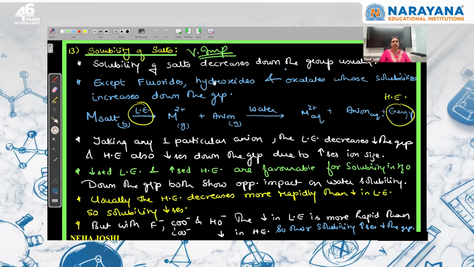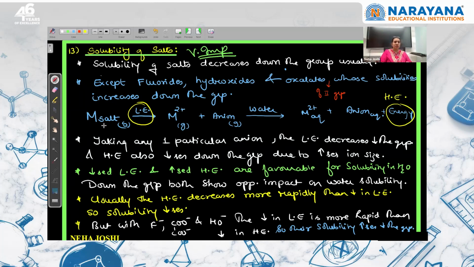Except fluoride, hydroxide, and oxalate of the second group. For the first group, it is fluoride, carbonate, and bicarbonate. For the second group, it is fluoride, hydroxide, and oxalate. Solubility increases down the group for these, otherwise it decreases.